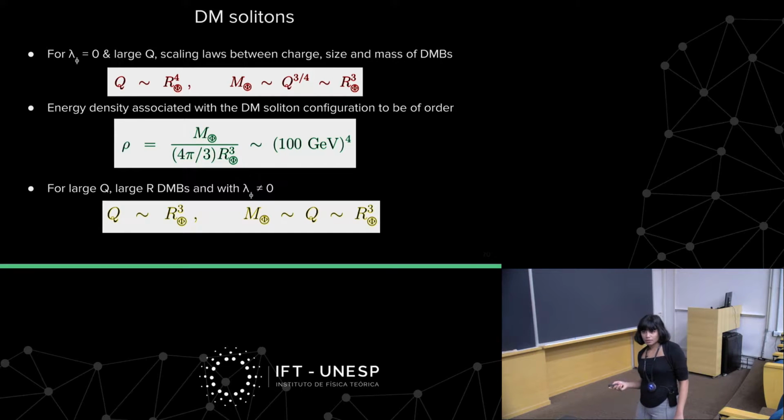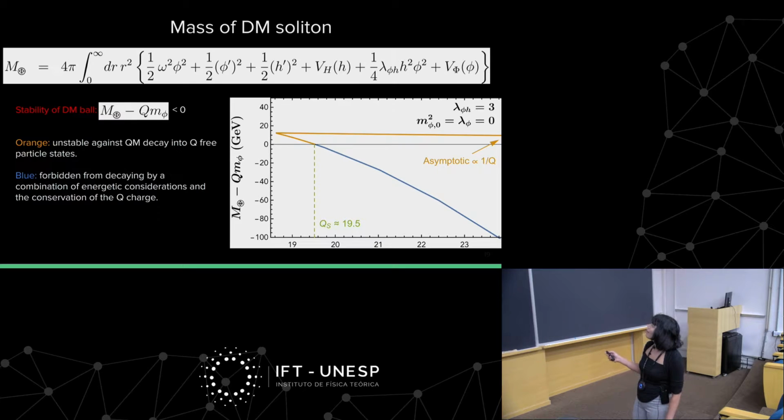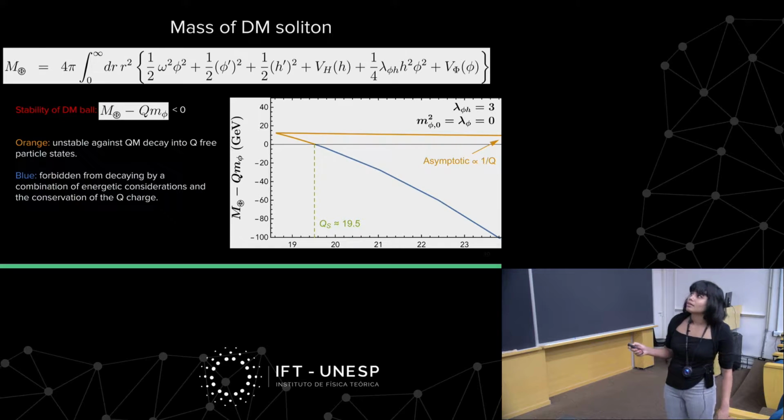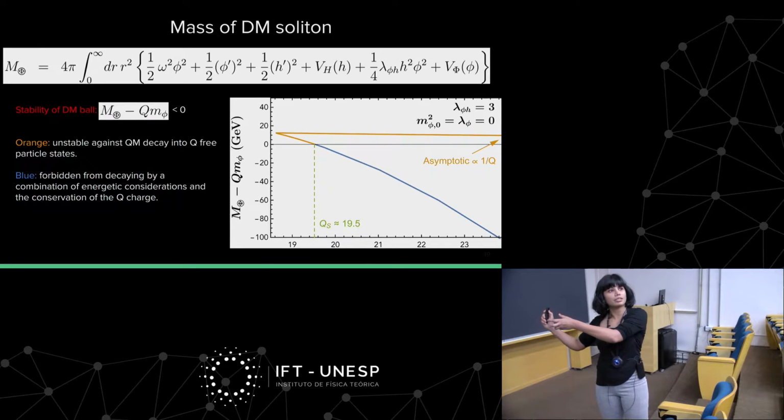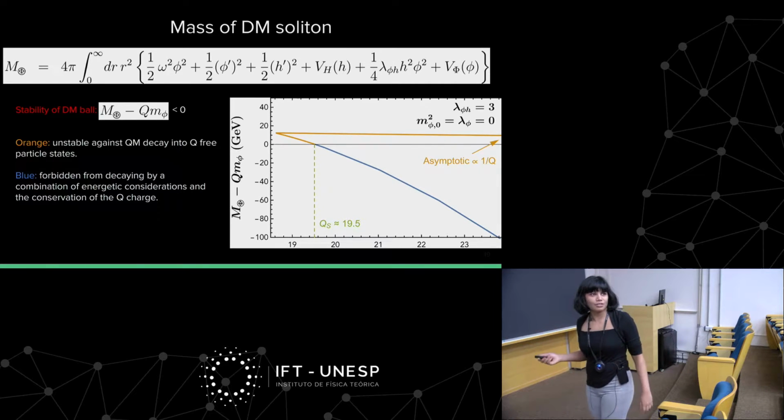I got confused because you said they're unstable going like 1 over Q to some power. 1 over Q. Here? Yeah, but you mean for Q small? Yes, for small Qs. By the condition we started with, the mass of the ball minus the charge, you want the dark matter balls to have less energy than Q phi free states. Ah, okay. Just an energetic relation. Yes.